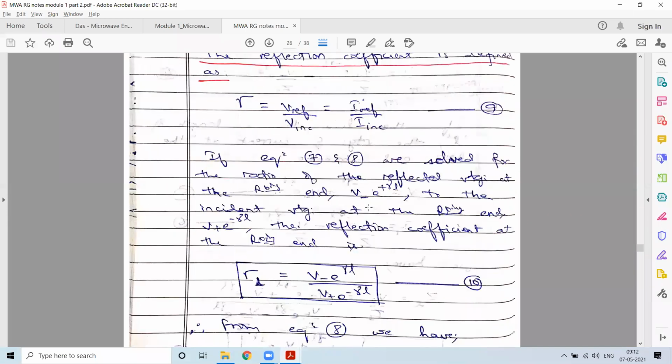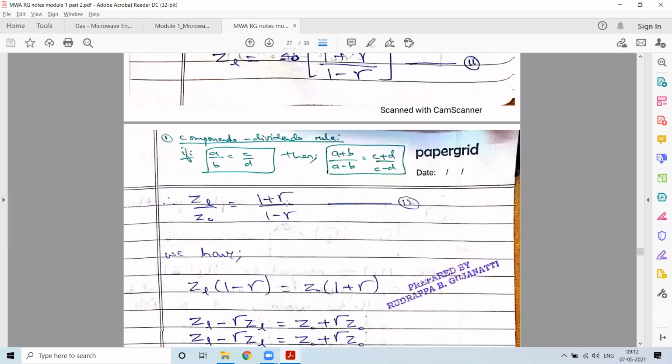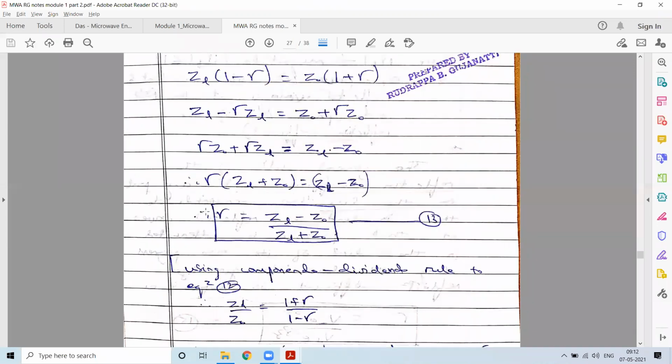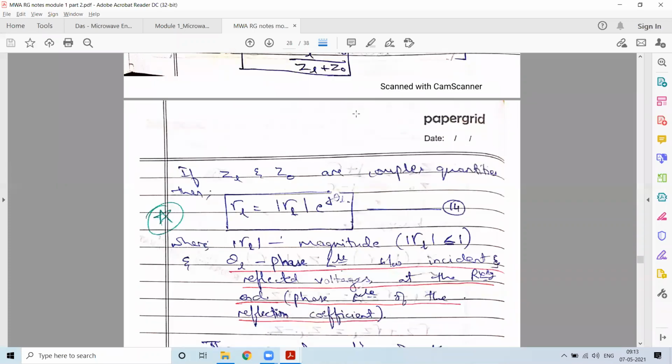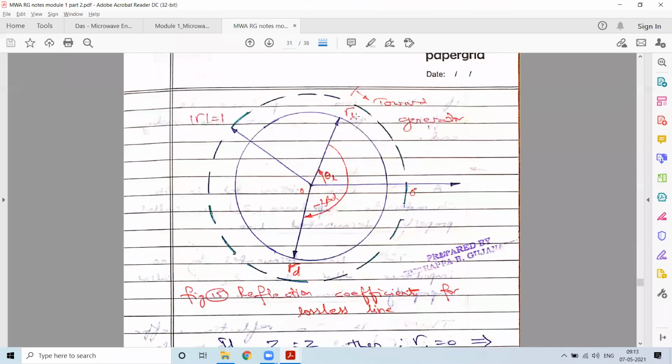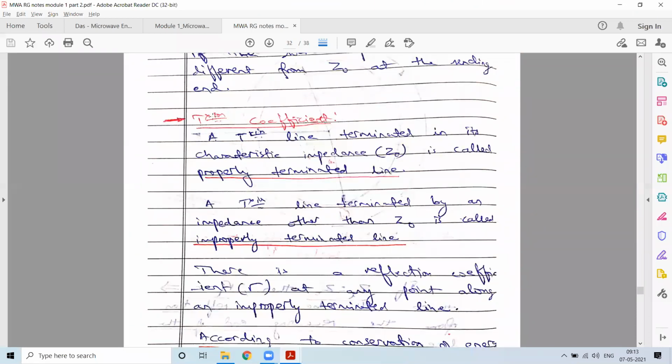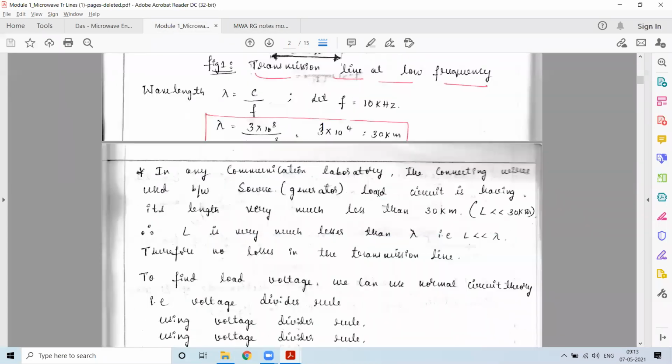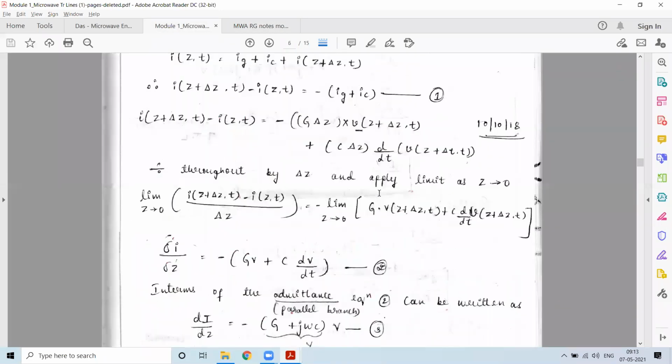The final equation that we had obtained was: reflection coefficient is equal to ZL minus Z0 divided by ZL plus Z0. So this was the final equation that we obtained. Now next we have to look at the transmission coefficient. So what is meant by transmission coefficient?